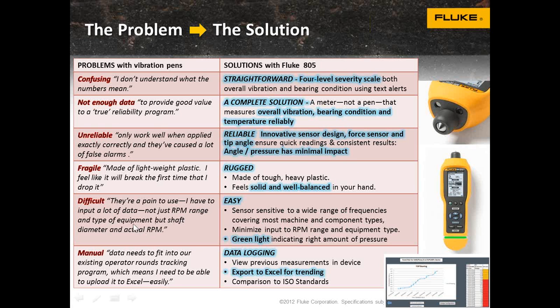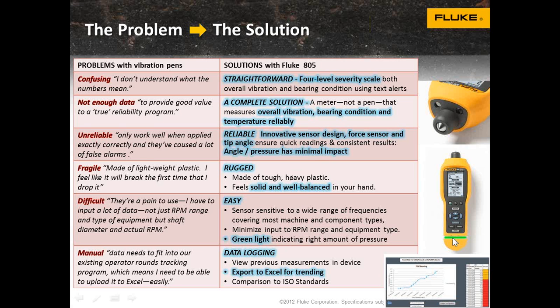A lot of the vibration pens were difficult. You had to add a lot of information, and I'll show you how it's very easy to set up the 805. Basically, all you're going to give it is the name of the machine, tell it which of 37 categories. We already have the overall vibration stored in the machine, so it already knows what overall levels to use.